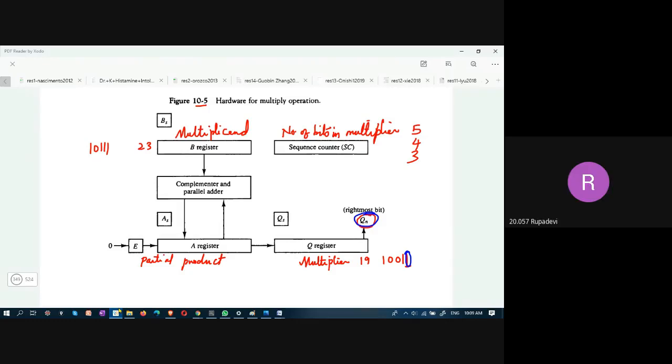To store the number. To store multiplicand and multiplier. Yes. Okay, what is sequence counter? What is the need of sequence counter? It initializes the number of bits in the multiplier. Yeah, it initializes number of bits. What does it count?